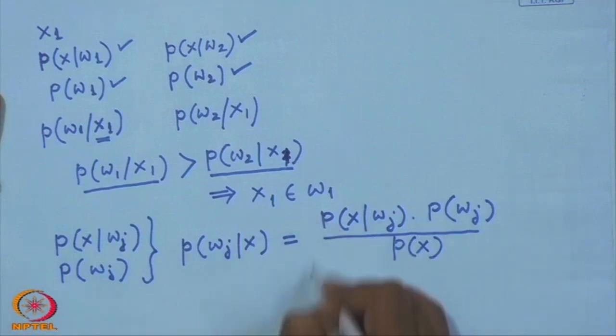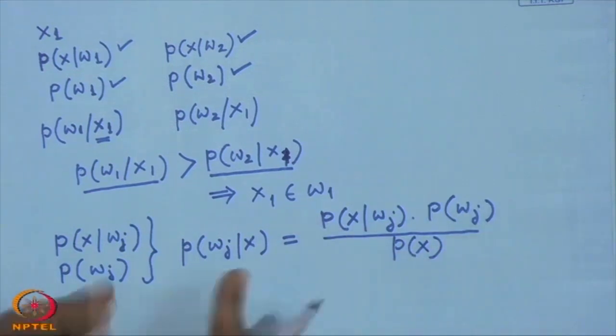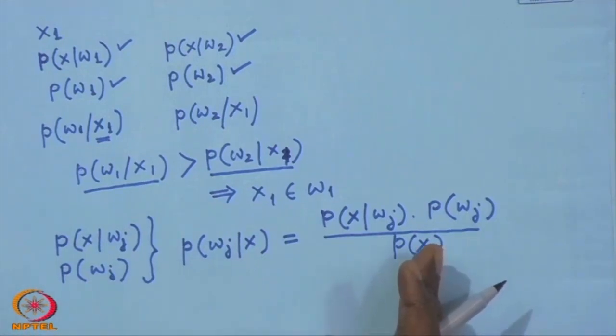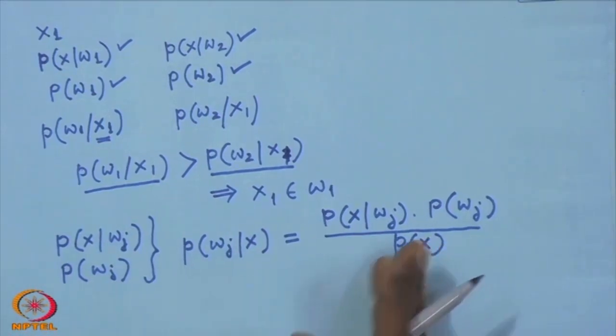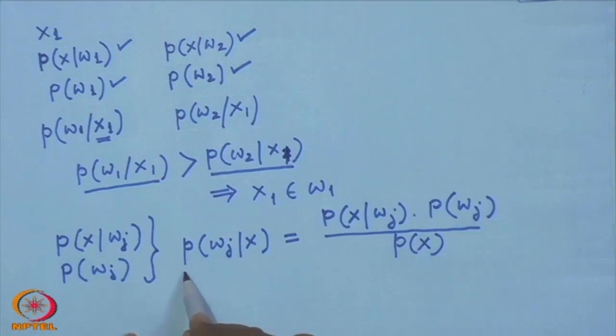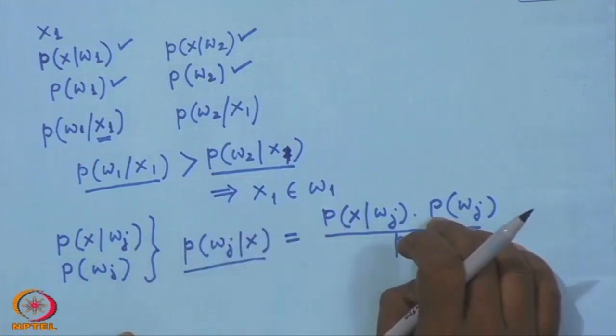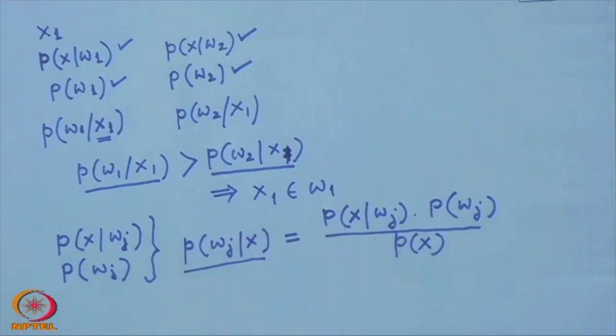So, this is the one which has to be computed, the a posteriori probability, for all the classes. The class for which this a posteriori probability, p of omega j given x, is maximum, x will be classified to the corresponding class. So, this was the basic Bayes classification rule.